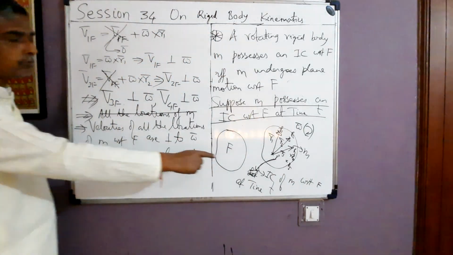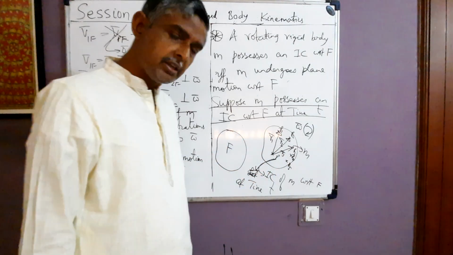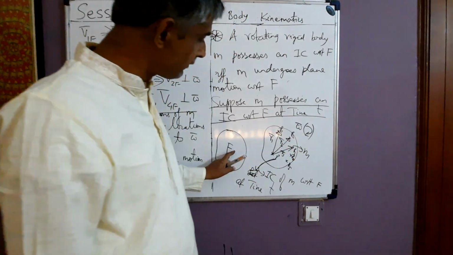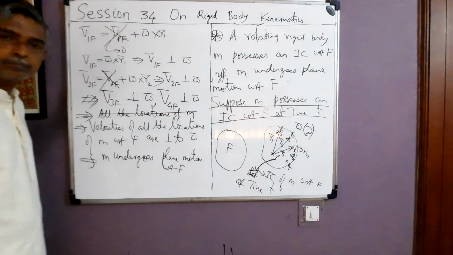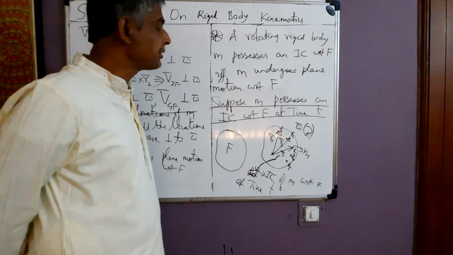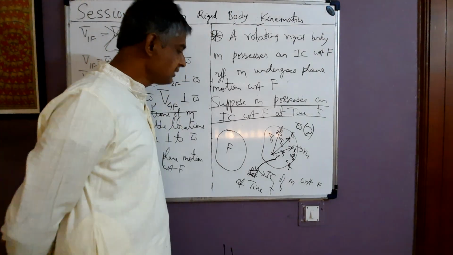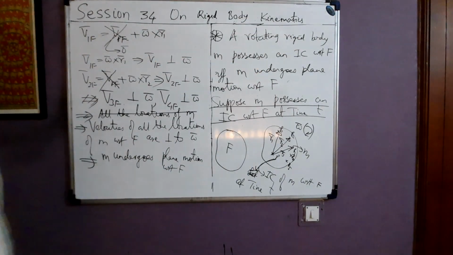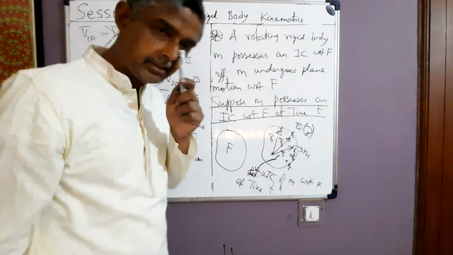So now we have proved one aspect: that if M possesses an IC with respect to F, it means that at any instant of time, velocities of all the locations of M with respect to F are perpendicular to its angular velocity omega with respect to F. And this is a case of plane motion. This is a property of plane motion. So we have proved one aspect of the theory, that if M possesses an IC with respect to F at time t, then M undergoes plane motion with respect to F.